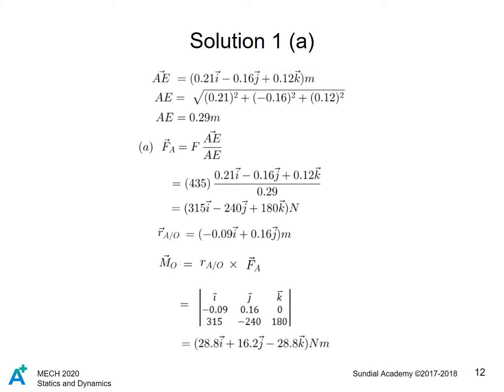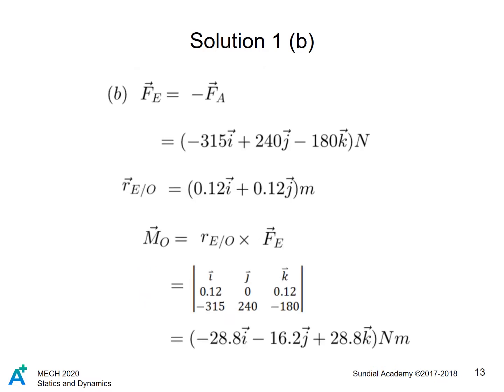We find the length AE and divide the vector components of AE with the length to get the unit vector of AE. We then multiply this with the tension force magnitude to get the tension vector from point A, which is shown here. We then construct the radius vector from O to A and find the cross product of the radius and force vectors. This yields us the moment of the tension from A about point O.